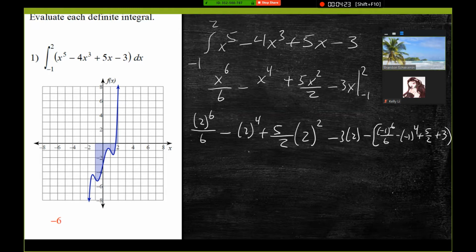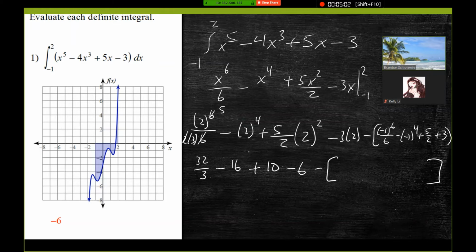Okay, so we'll do this really quick. I've got 2 to the 6th power over 6. 6 is 2 times 3, so that'll cancel one of these 2's. So I've got 2 to the 5th power, is 32 thirds. Minus 2 to the 4th power is 16. Plus 10 minus 6 minus all of this. I've got 1/6 minus 1 plus 5 over 2 plus 3.